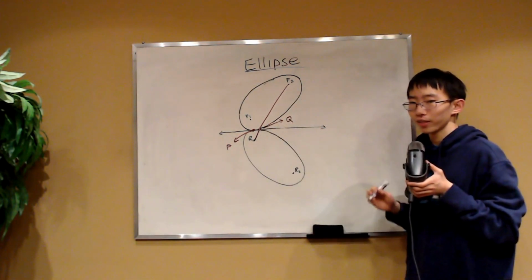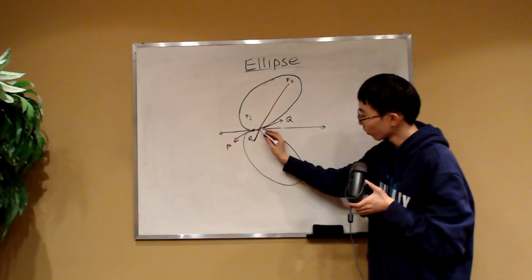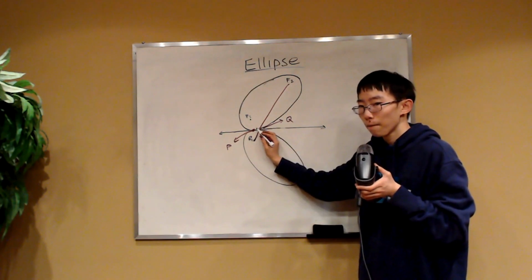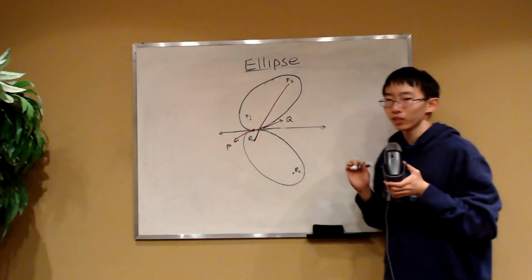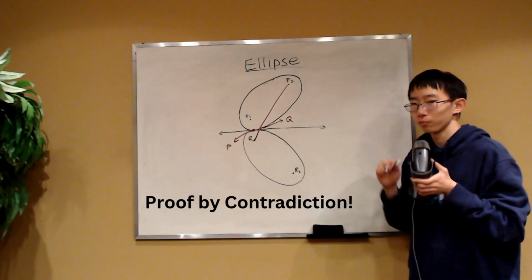Now, I'm going to make a claim. I claim that point Q, so this one, is actually the same as point P. Now, I know it doesn't look like that visually, but I've intentionally drawn it like this to help you reason through the contradiction a bit better.